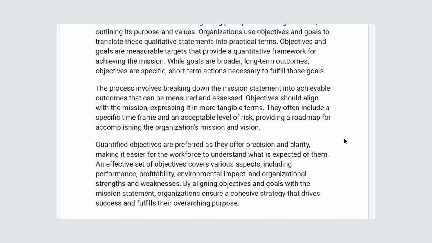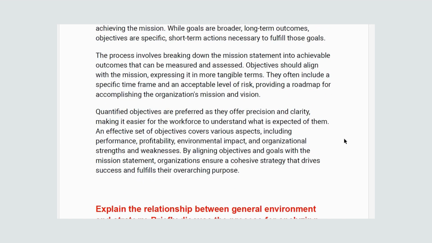Okay, so by aligning these objectives and goals with the mission statement, organizations can bring about coordination in the strategy for achieving success and fulfilling their purpose.